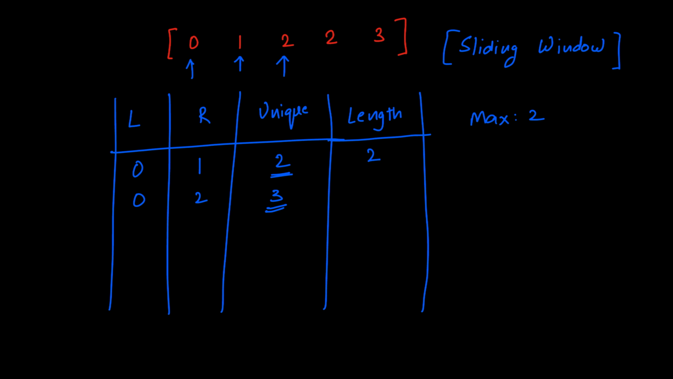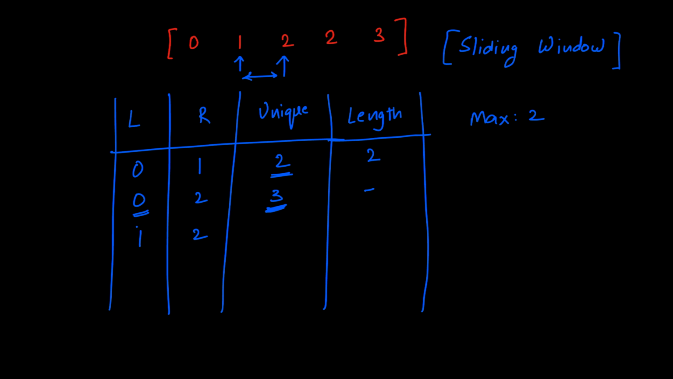Now I have 3 unique fruits available, which breaks the criteria. With this combination, we cannot proceed further, so we need to increment our left pointer until the basket is valid. Incrementing left by 1 and right will stay as is. So my new range is this part from 1 to 2.